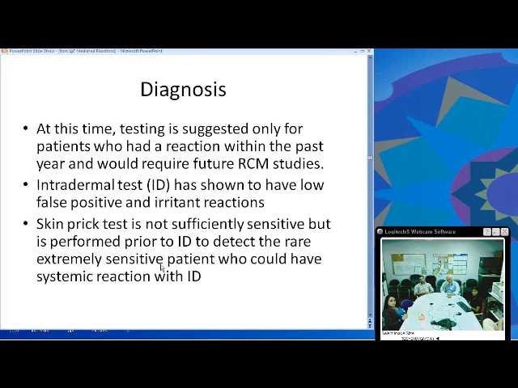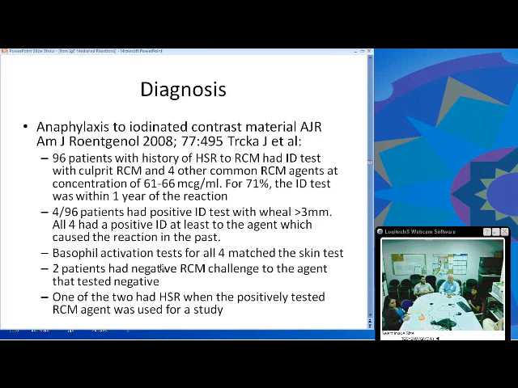So at this time, testing is only suggested for patients who have had a reaction within the past year and would require future radiocontrast media studies. So it is not routinely performed. The tests that have been suggested are intradermal tests, and it has shown to have low false positive or irritant reactions. Skin prick test is not sufficiently sensitive by itself, but is performed prior to the intradermal test because of some rare extremely sensitive patients who could have a systemic reaction with intradermal testing.